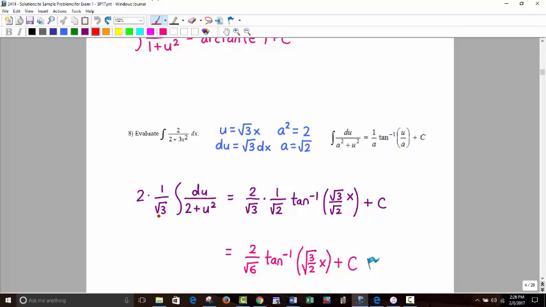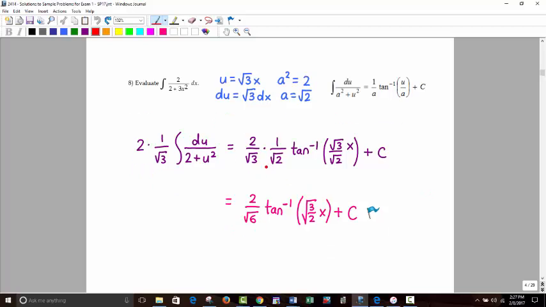So on the outside, we'll have 2 over the square root of 3. And now let's look at the arctan. A squared is 2, so actually we have another radical in this problem. So if a squared is 2, that makes a the square root of 2. No problem. So we have 2 over root 3. And then now we have 1 over a, so it's 1 over square root of 2. Tan inverse of square root of 3x divided all by the square root of 2. All I did here was combine the 2 square roots together.